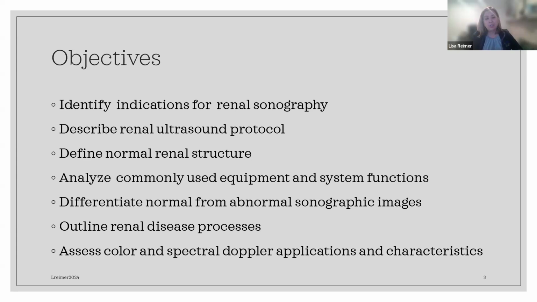We're going to talk about renal structure, equipment, pathology, some disease processes, including some congenital variants that sometimes can fake us out, and then finish up with the spectral Doppler analysis.